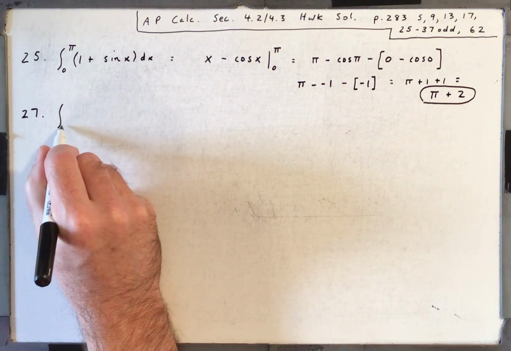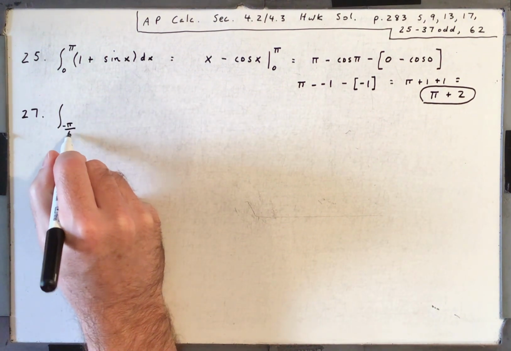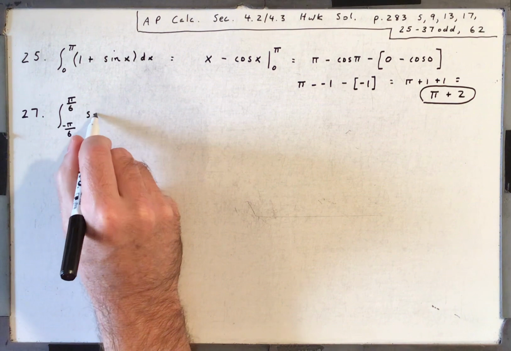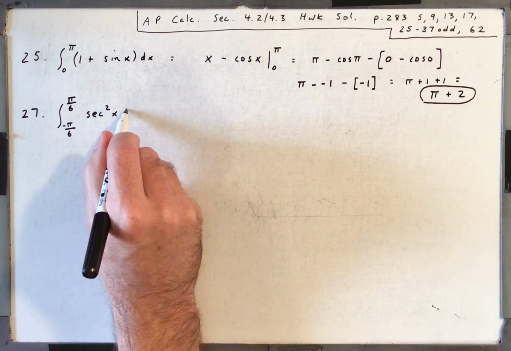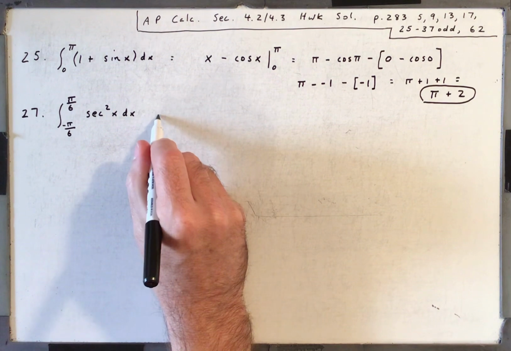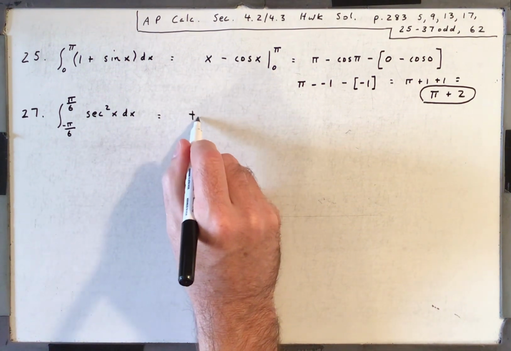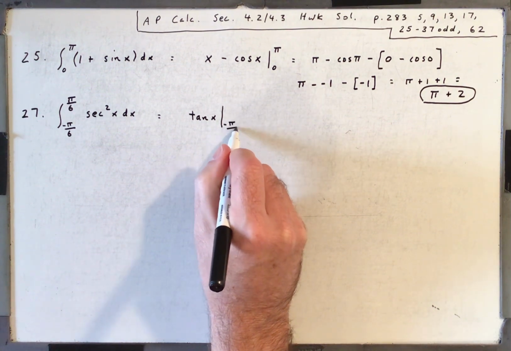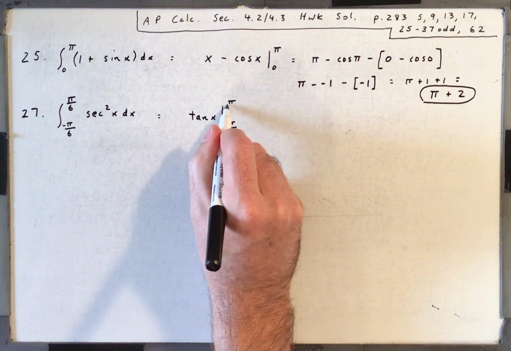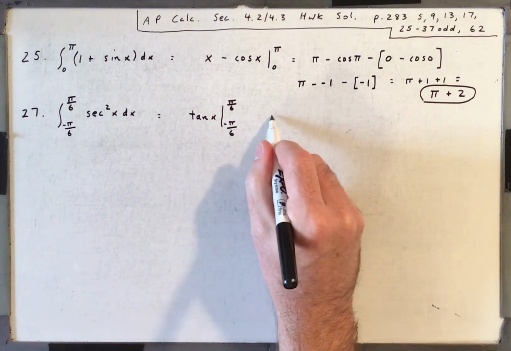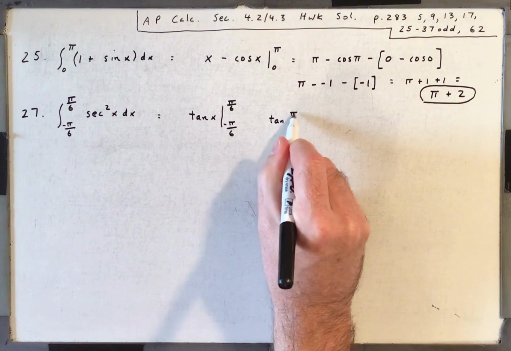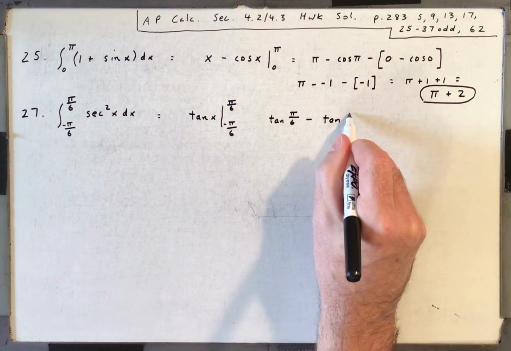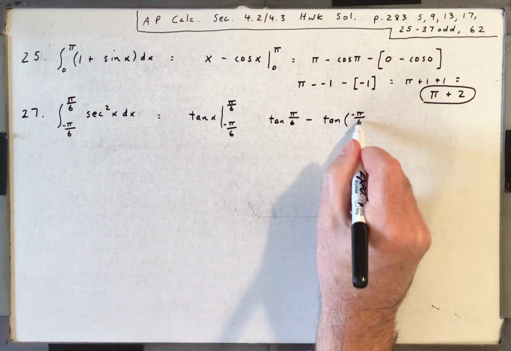27, negative pi over 6 to pi over 6 of secant squared dx. Okay, the antiderivative of secant squared is tangent x. We're evaluating that from negative pi over 6 to pi over 6. So that would be the tangent of pi over 6 minus the tangent of negative pi over 6.